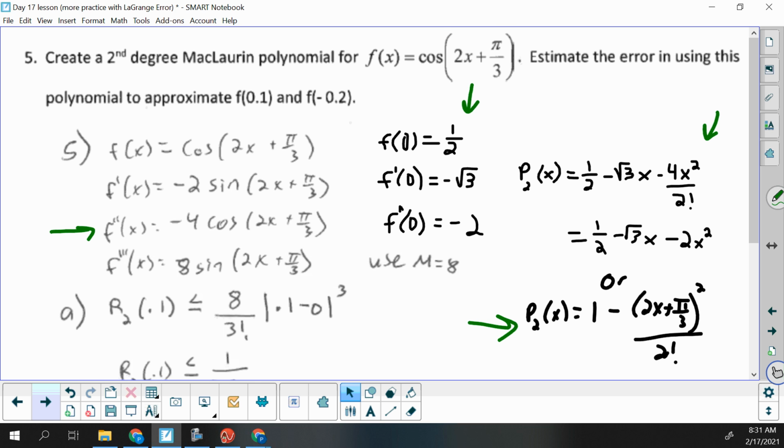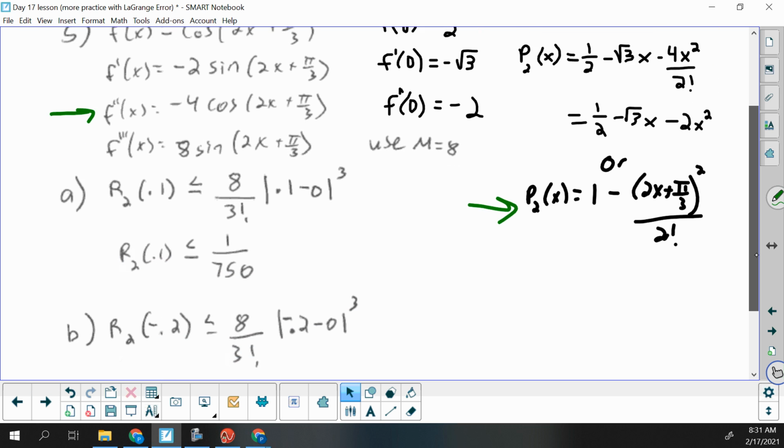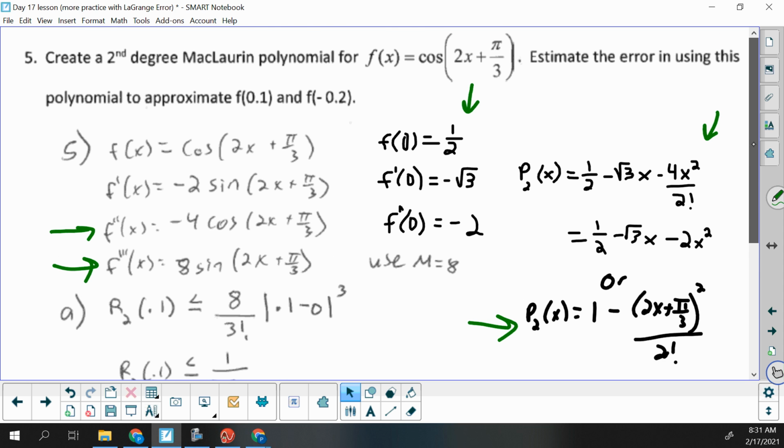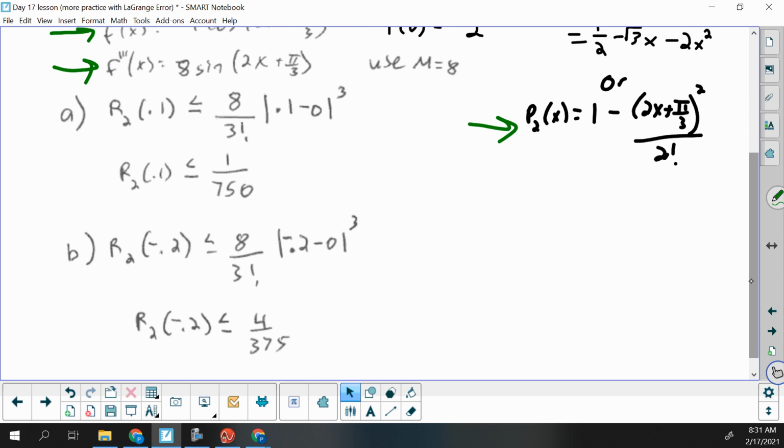So for the error, we do need to have all our derivatives out. So we need to get to the third derivative, and notice that that coefficient is 8, because that means now our M value has to be 8 for this, as opposed to when we just have regular sine and cos, it's just a 1. So that next power is 3, the next factorial would be 3 factorial, and because we were doing it at 0.1 for the first one, that's why we have 0.1 minus 0. We get 1 over 750. Only thing that changes in B is we wanted minus 0.2, so you have the minus 0.2 minus 0.